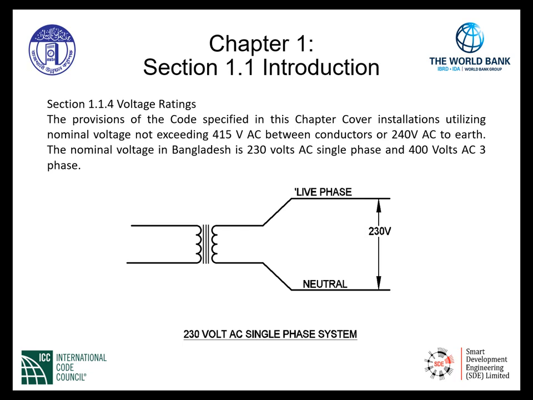Indicated below is a 230 volt AC single-phase system. This is located on the secondary winding of the transformer. The primary side will be a higher voltage, which is then reduced to a single-phase 230 volt alternating current system, as can be seen here in the graphic. We have a live phase and a neutral that is brought to the building for service regarding this single phase system.